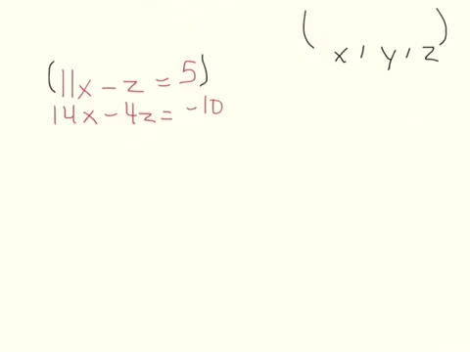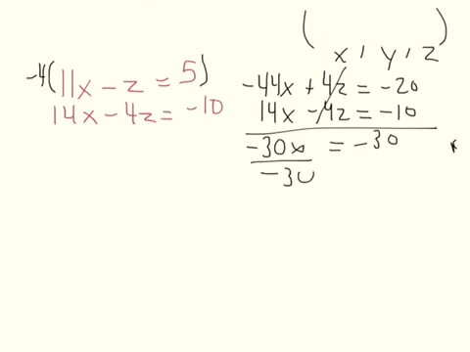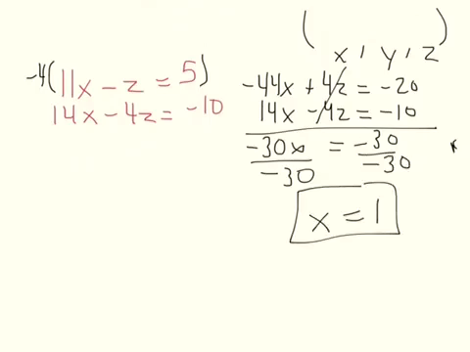I'm going to multiply my whole top equation by negative 4, because that would be a really easy way to get my z to go away. So I will have negative 44x plus 4z equals negative 20. And on the bottom, so my z's cancel. I'm left with negative 30x equals negative 30. When we divide both sides by negative 30, look at all of that. All of that crazy hard work, and I got that my x equaled 1. So that is a lot of work just to find out that x equals 1.